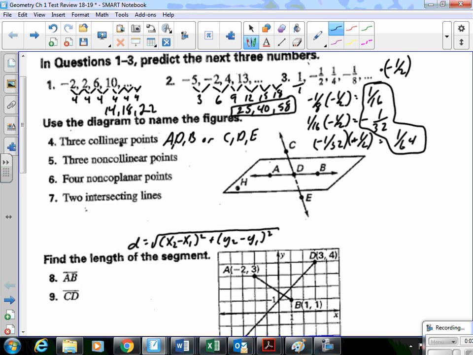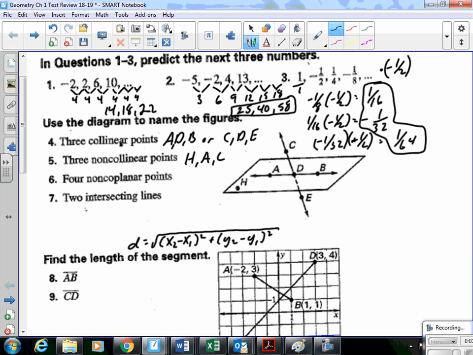3 non-collinear points. So 3 points that are not on the same line. Right, so you got a wide variety of choices. Just make sure that you don't have A, D, and B as the group, or C, D, and E. So any combination of anything else, I'm just going to go H, A, C. So those are definitely 3 that are not on the same line.